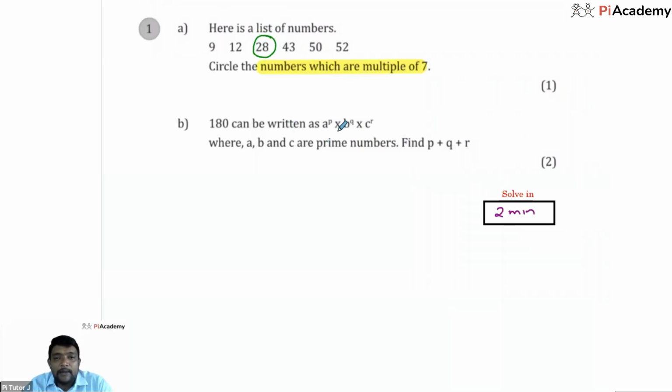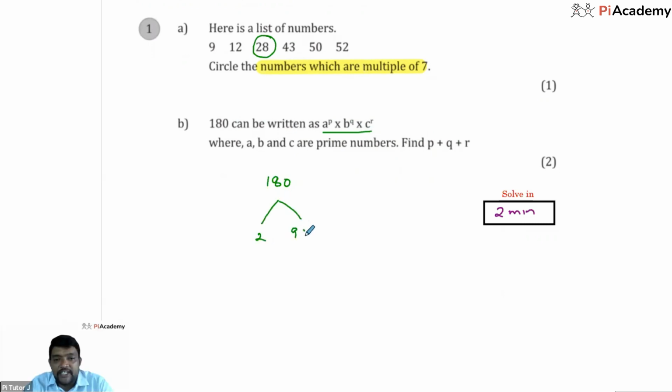Wonderful. Now 180 can be written as a to the power of p times b to the power of q times c to the power of r. So how do you write this? 180: 2 squared times 3 squared times 5. Excellent. So you can do it this way.